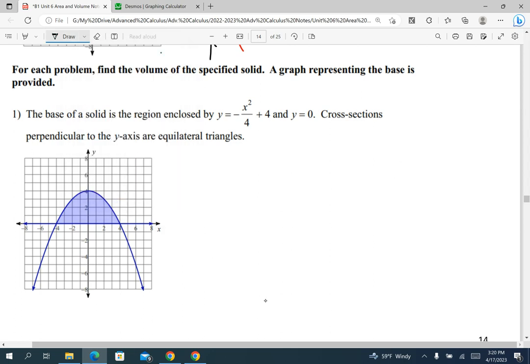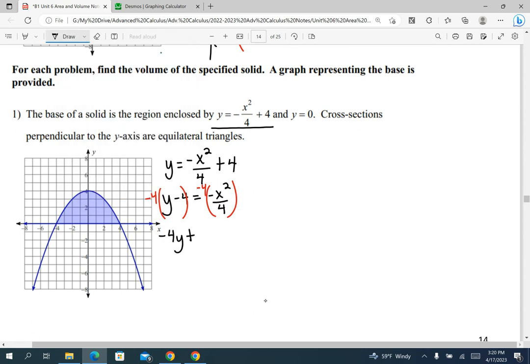I'm going to start off by taking this and solving it for x. So I've got y equals negative x squared over 4 plus 4. Subtract the 4 on both sides: y minus 4 equals negative x squared over 4. Then I'm going to multiply both sides by negative 4, because I want to get rid of that 4 and the negative at the same time. So I get negative 4y plus 16 equals x squared. Then when I solve for x, I'll need to take the square root again, and don't forget you need plus or minus the square root of negative 4y plus 16.